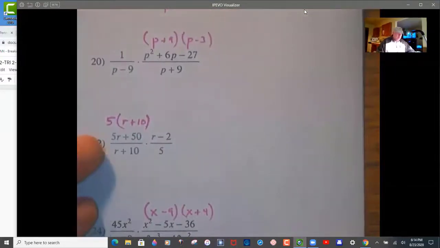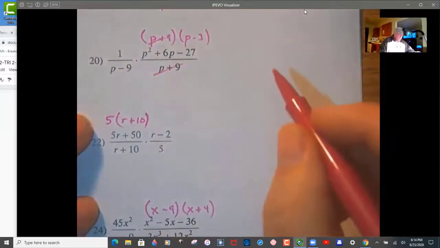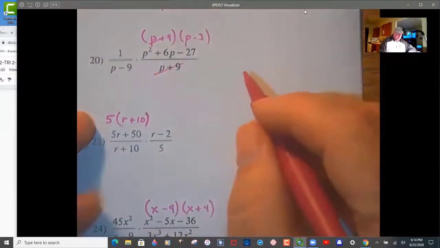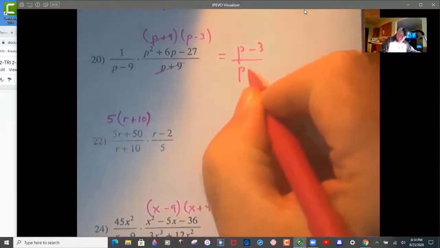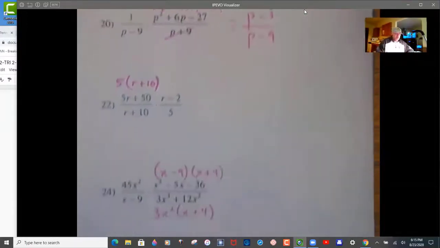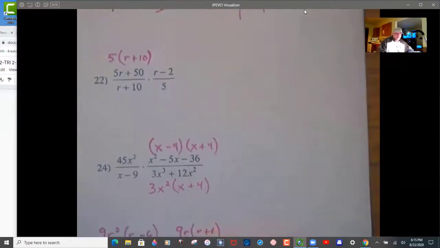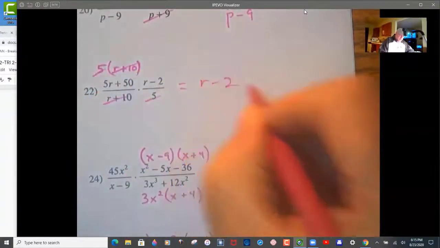20. So after the factoring, we cancel the 2 p plus 9s, and we have p minus 3 over p minus 9 left. And remember, you cannot cancel; the p minus 3 is a whole factor, the p minus 9 is a whole factor. You cannot cancel parts of those. 22, after you factor, the r plus 10s go away, and the 5s also go away, and you have r minus 2.